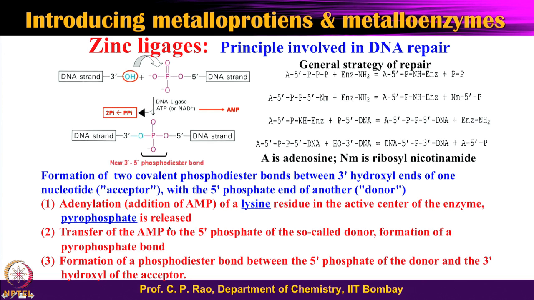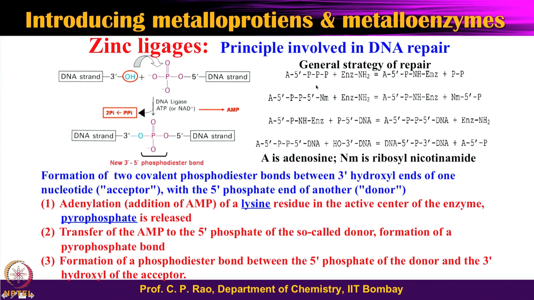So, therefore, adenylation, that is addition of AMP to a lysine residue in the active center of the enzyme, will happen because the AMP is coming out. Pyrophosphate is released out of that, Pi, PPi, etc. Then the transfer of AMP to the 5' phosphate of the donor happens through the formation of a pyrophosphate bond. So, a phosphodiester bond forms between the 5 prime phosphate side and the 3 prime hydroxyl side. It is only principle based. So, you are making the bond.